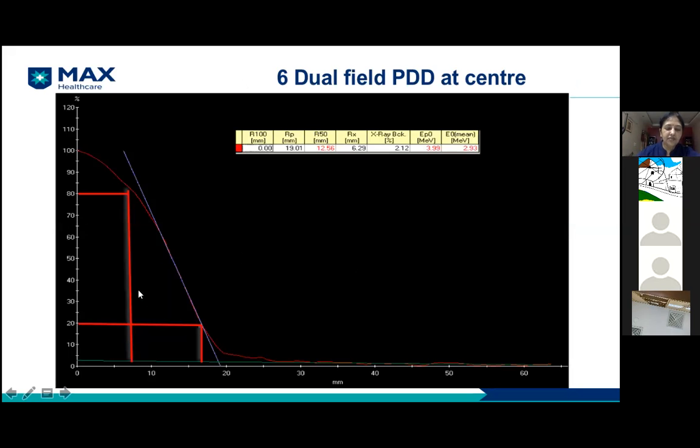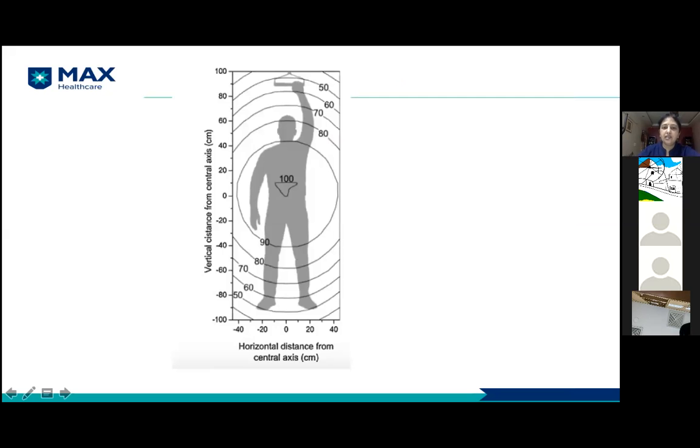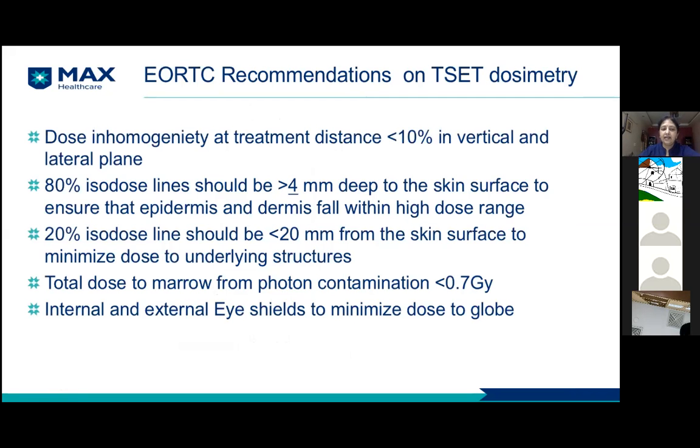So this is how you interpret it. This is the PDD which we got from our medical physics team. They showed us that this is the 80% line, and if you connect it here, it is lying somewhere at 6 millimeter from the surface, while 20% isodose line is lying at around 16 to 17 millimeter from skin surface. So this gives you a confidence in saying that your dosimetry is well. Ideal aim is that total dose to marrow from photon contamination from Bremsstrahlung X-ray production should be less than 0.7 gray, and we use internal and external eye shields to minimize the dose to the eyeball.